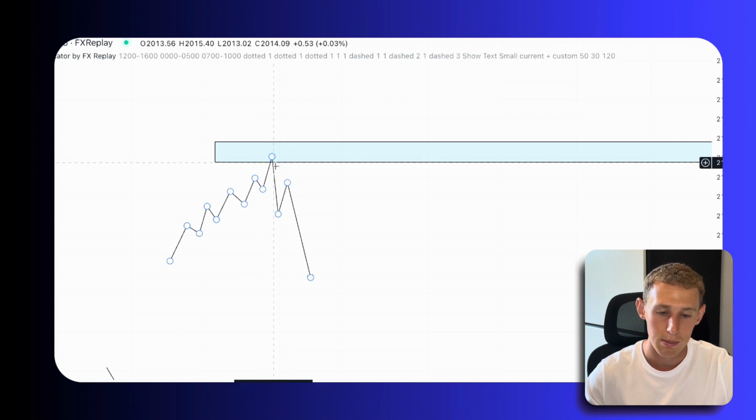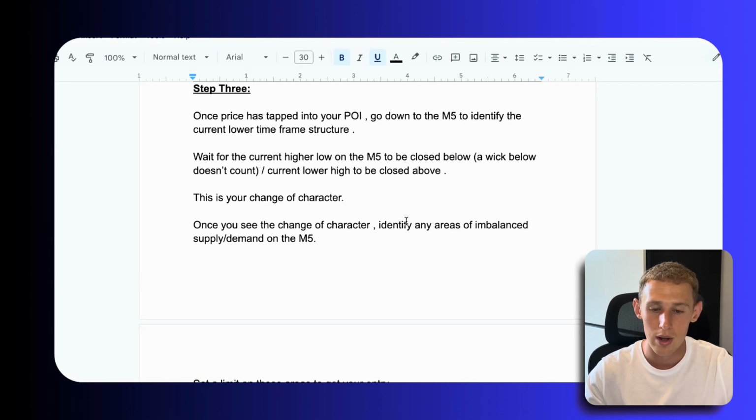I need to see price both give a change of character and create some imbalance before actually entering the trade. If there's no imbalance, there's no trade. It's as simple as that. And that's literally it. On step 3, that's all I'm looking for: M5 change of character inside the point of interest, and then simply looking to execute, right?